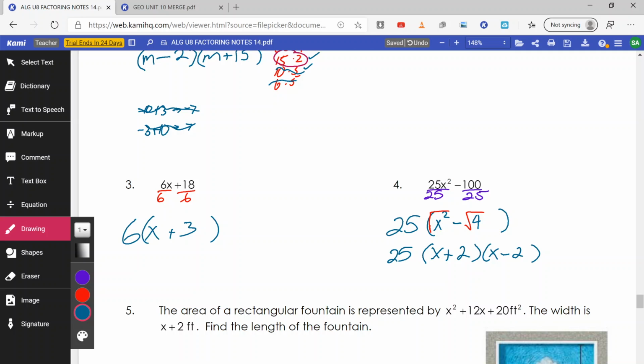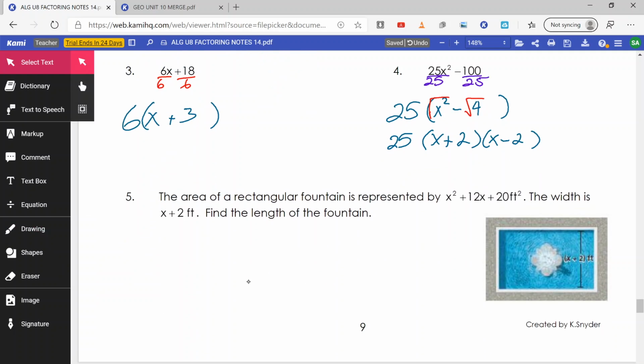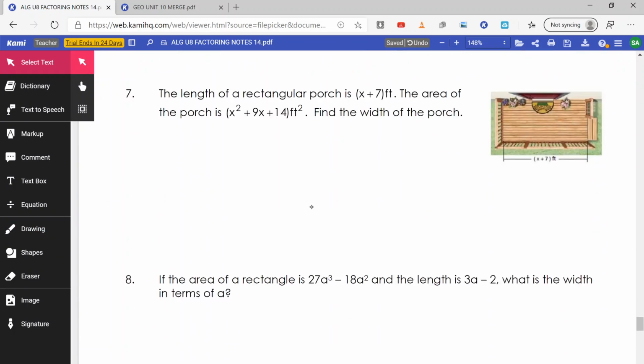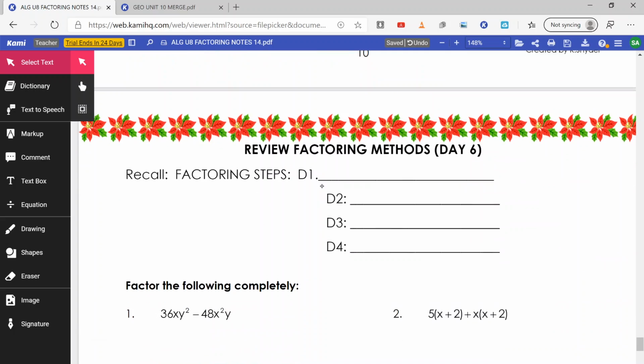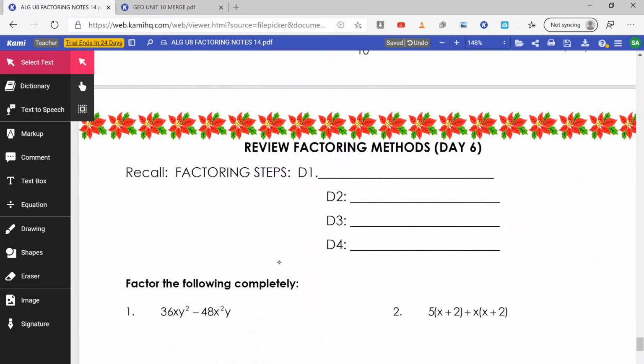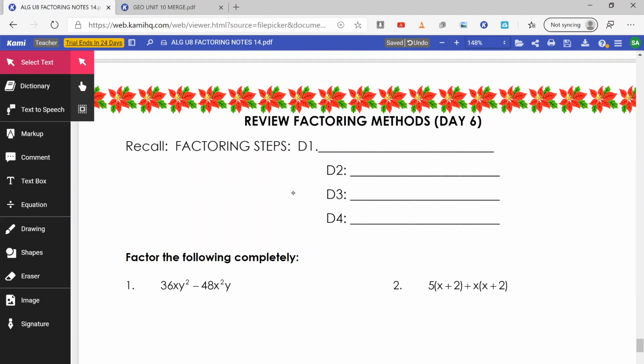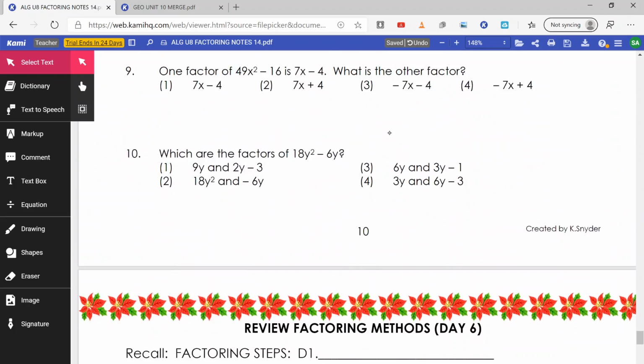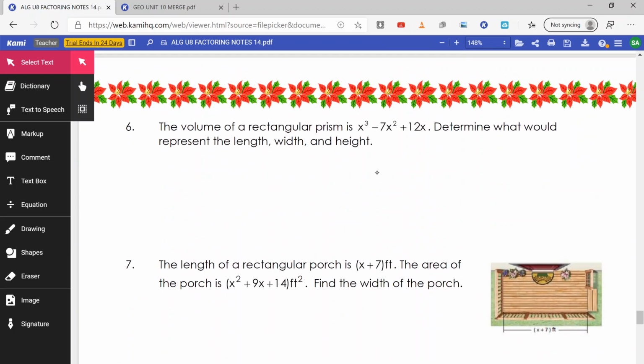And this format is the same for day 6. So just follow this video to go along with number 6. Again, day 6, we got the 4 factoring methods, and we just use it to figure out where to go and how to factor our problems.